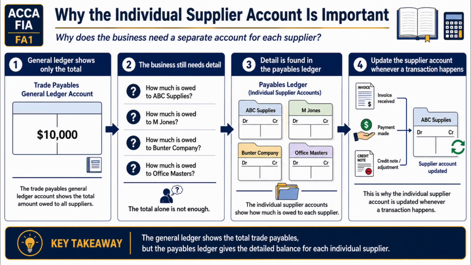Why the individual supplier account is important. The Trade Payables General Ledger account shows the total amount owed to all suppliers, but the individual supplier account shows how much is owed to one supplier. For example, the General Ledger may show total trade payables of $10,000, but the business still needs to know how much is owed to ABC Supplies, how much is owed to M. Jones, how much is owed to Bunter Company, how much is owed to Office Masters. That detail is found in the Payables Ledger. This is why the individual supplier account is updated whenever a transaction happens.